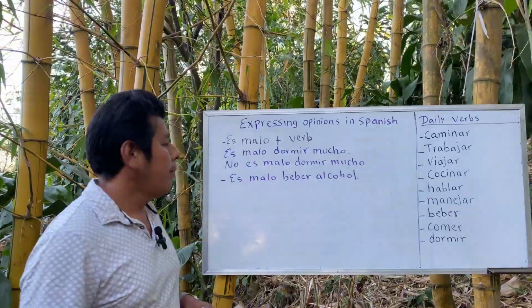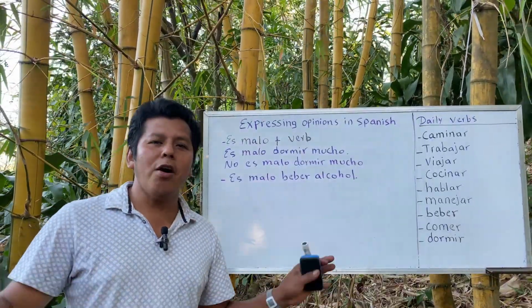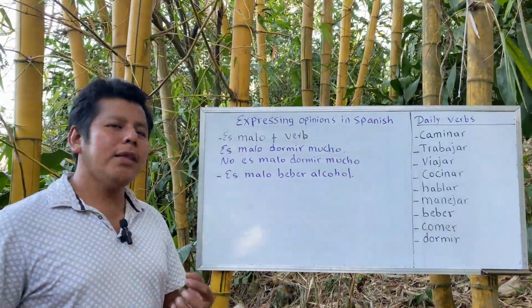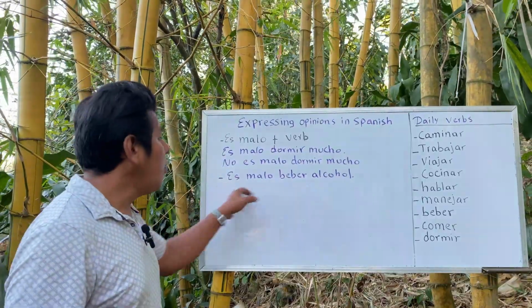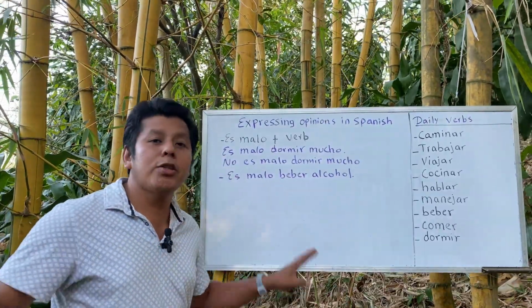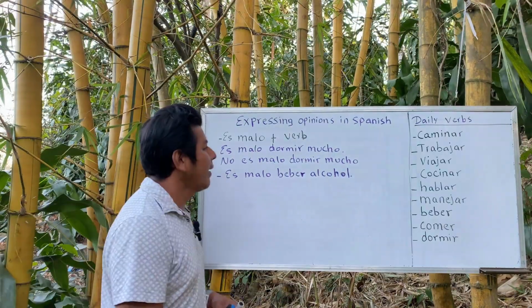That's perfect. But what if you want to say the opposite? You only need to add no at the beginning of the sentence. No es malo beber alcohol. It's not bad to drink alcohol.